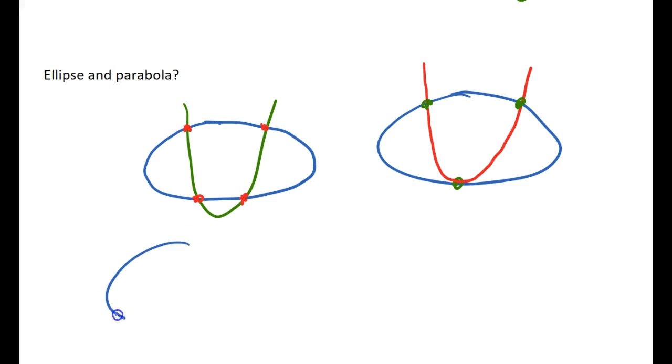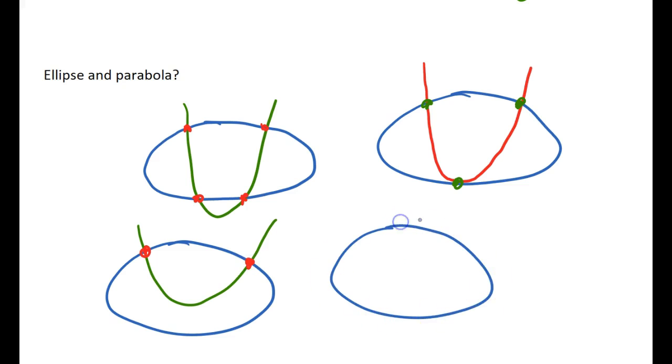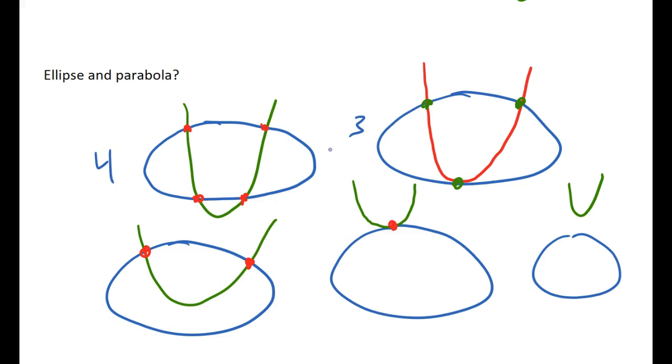Or we can have the ellipse going like this and the parabola going like that, and in that case we just have 2. Or we can have the ellipse going like this and the parabola just tangent to it, which means that we would have one solution. Or they could miss each other completely, which means we would have no solutions. So with an ellipse and a parabola, you could have up to 4 solutions, or you could have 3, or 2, or 1, or 0. It just depends on what you're graphing.